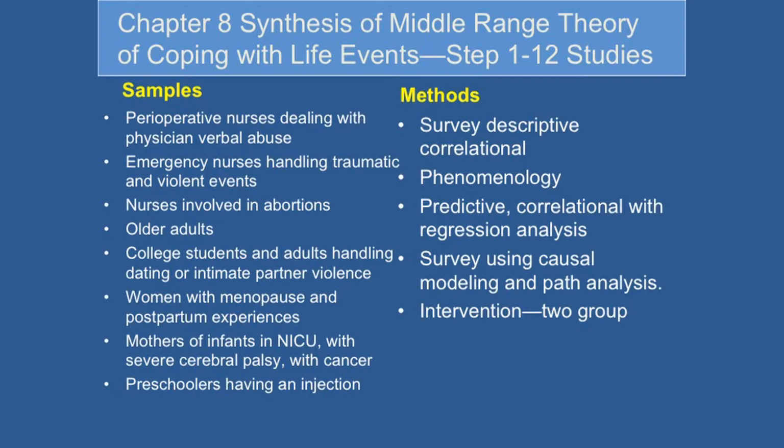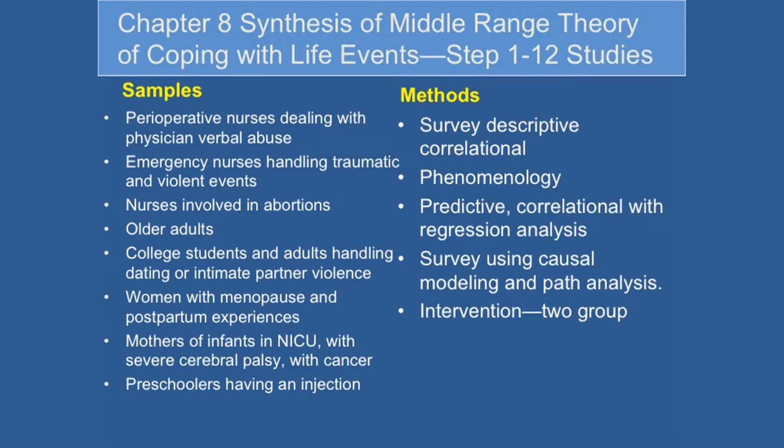The samples included perioperative nurses dealing with physician verbal abuse, emergency nurses handling traumatic and violent events, nurses involved in abortions, older adults, college students, and adults handling dating or intimate partner violence, women with menopause and postpartum experiences, mothers of infants in the neonatal intensive care unit with severe cerebral palsy, with cancer, and preschoolers who were having injections.